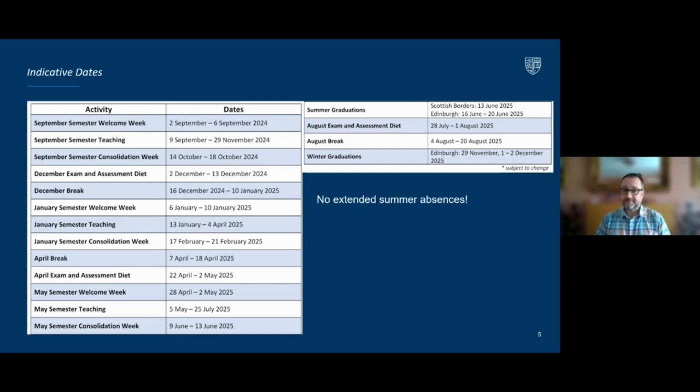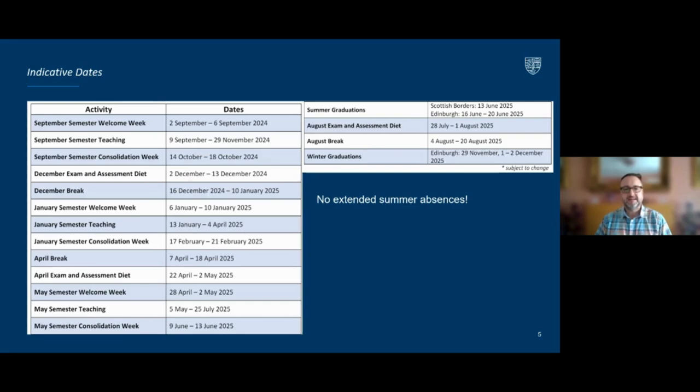The official December break is after that, from the 16th of December over what we would call Christmas and New Year, to the 10th of January, and then we come back and teaching starts in semester 2 on Monday the 13th of January and goes through to Friday the 4th of April. Okay, so that's what the two taught semesters look like.